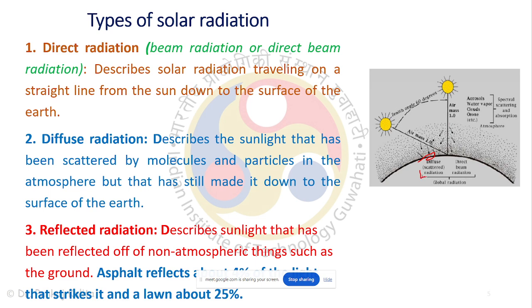And direct plus diffuse radiation is a cumulative term, we can say global radiation. Now, the third radiation type is reflected radiation. These are sun rays that have been reflected off a non-atmospheric thing, so it could be the surface of the earth. Say the solar radiation has reflected off the surface of the earth and is reaching an observer, or maybe a PV cell or any application placed here. So these are the three ways solar rays can propagate after coming into the earth atmosphere to the surface of the earth.